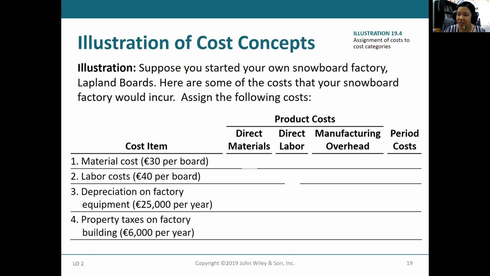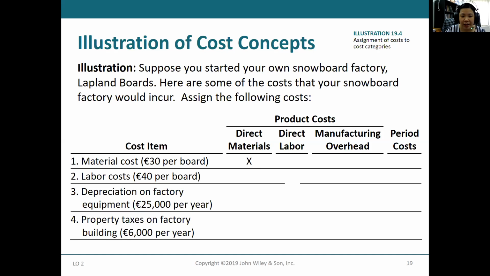Okay. Now let's try an example. All right. So if you open the PowerPoint to illustration number 19.4, you can follow along with me. Your job now is to identify whether these costs are direct material, direct labor, manufacturing overhead, or if they are period costs. Okay. First of all, the material cost. Now, material cost is the cost that we use to produce the product. So it should be direct materials.